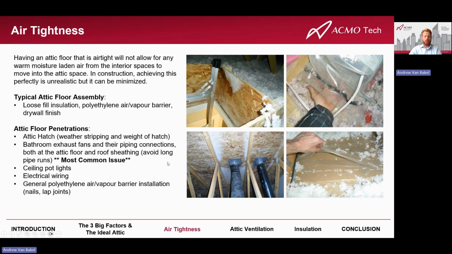Bathroom fans are a big one too, right? There's a lot of humidity and warm air in your bathroom. You do not want that exhausting into your cold attic where it can condense. So it's the connection of the fan itself at the attic floor and also the connection to the roof. At the same time, if that roof seal isn't airtight, you see all the frost in the bottom left picture on the underside of your sheathing because it's exhausting that warm air from the washer. Ceiling lights, pot lights, you have your electrical wiring, and then just the general installation of the poly too. Are the joints taped? Are there any rips, punctures in it? So on and so forth.